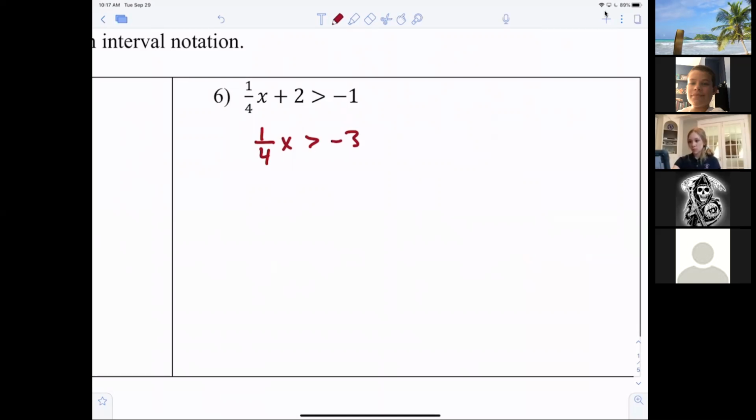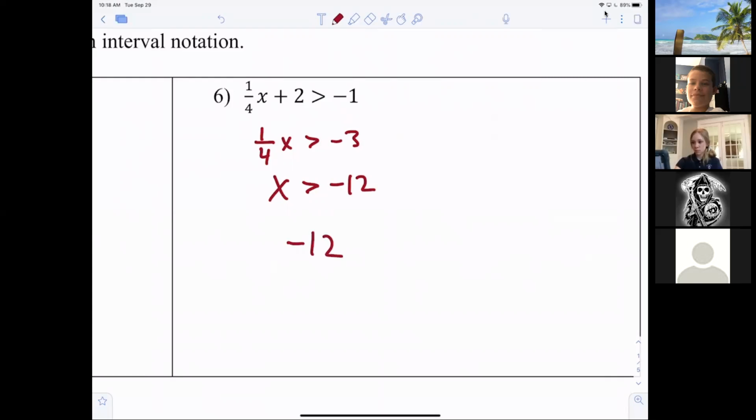Now, what am I doing to both sides? Multiply by 4. So now you should be able to say x is greater than what? Negative 12. Now, in your mind, you don't have to write the number line. You're starting at what number? Are you starting at negative infinity or negative 12? Negative 12. Thank you.